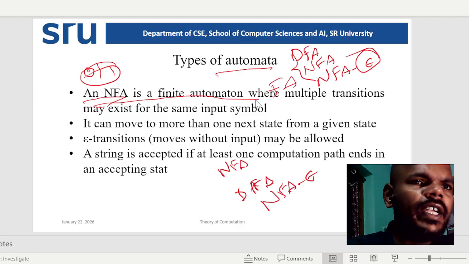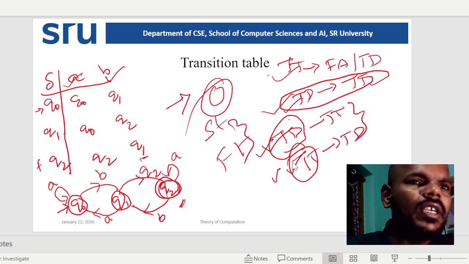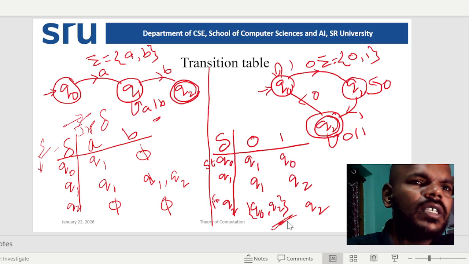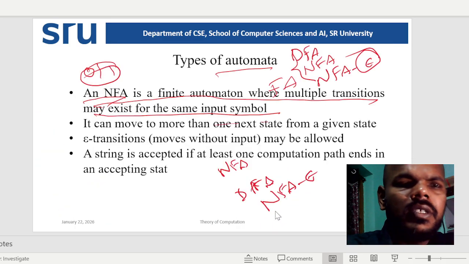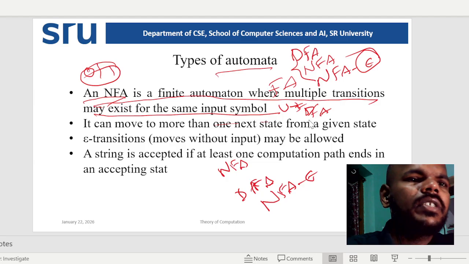An NFA is a finite automata where multiple transitions may exist for the same input symbol. That means if you take any transition table, as in the previous examples, you can see there are multiple transitions. If multiple transitions exist, then we can say it is an NFA. If the transition for each input symbol is unique, then it is a DFA. Otherwise, it is an NFA, non-deterministic finite automata, whereas DFA is deterministic finite automata.